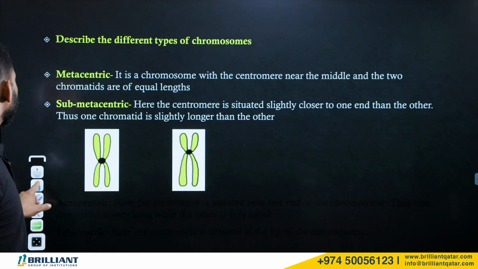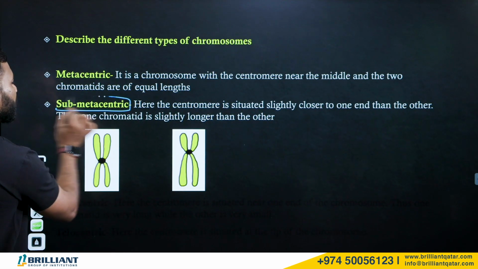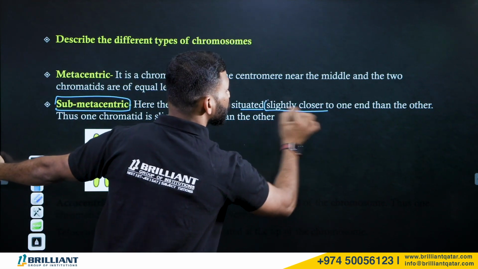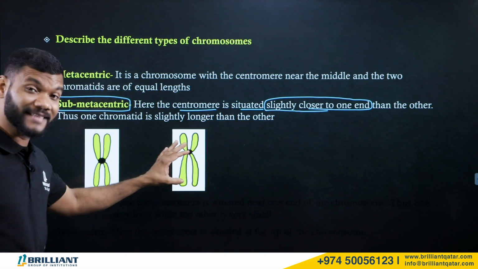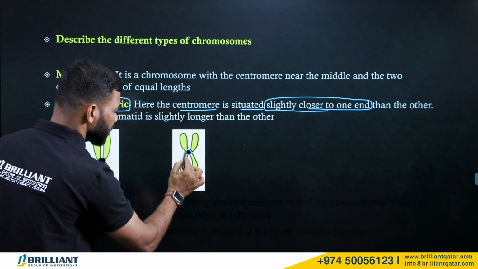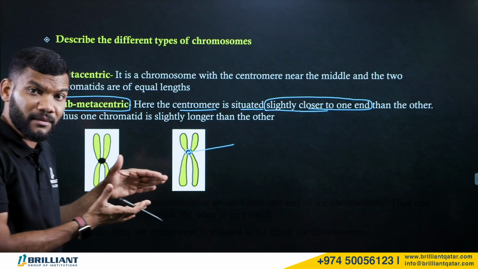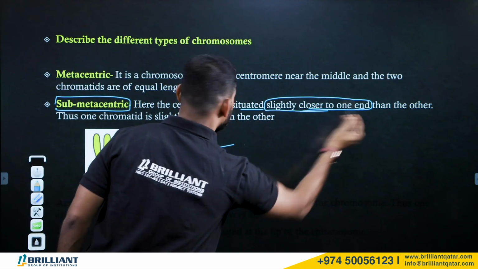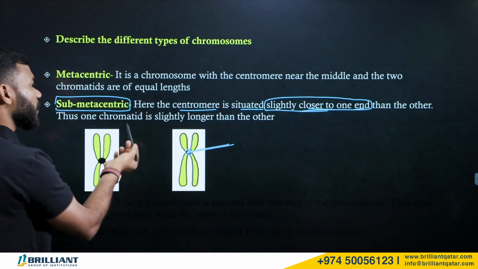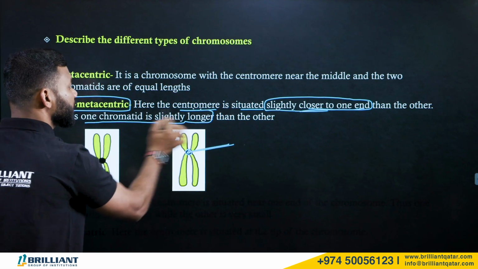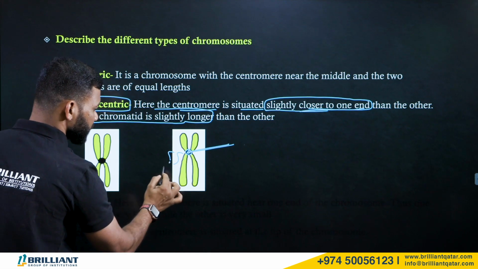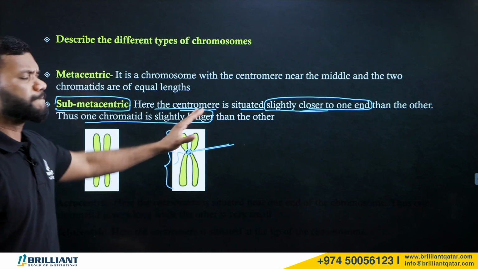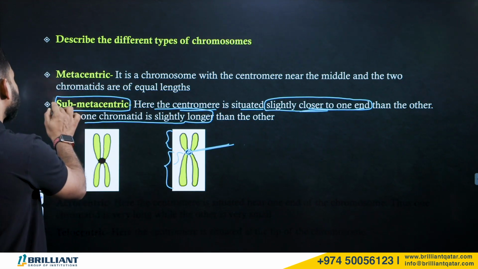Now let us see the second type of chromosome, the submetacentric. What does submetacentric mean? Here, the centromere is situated slightly closer to one end. Not exactly at the middle, and not even at the end. It is slightly closer to one end. Because of that, one chromatid will be slightly longer. Look here, this chromatid is slightly longer, and this one is a little shorter. That is submetacentric.